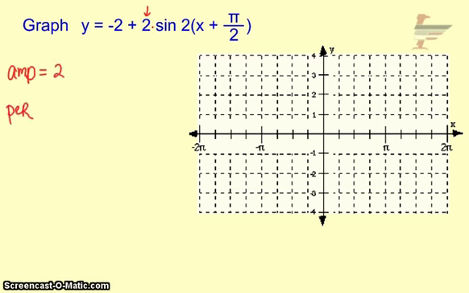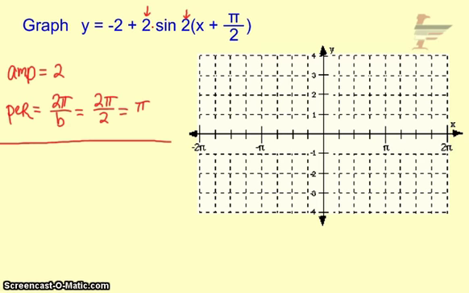Our period is found by taking 2 pi over b, and our b value is going to be found either right in front of the x. If there's a horizontal shift, it'll be right in front of that parentheses. So our b value is 2. So we have 2 pi over 2, which equals just pi. So that's going to give us the size and the shape of our graph.